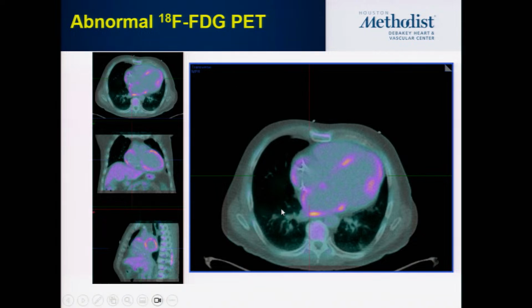Okay, so you can see that there is FDG uptake in the left atrium, and this patient was having 20 ICD shocks in one day. All of them were inappropriate shocks from atrial tachycardia that this patient was having.